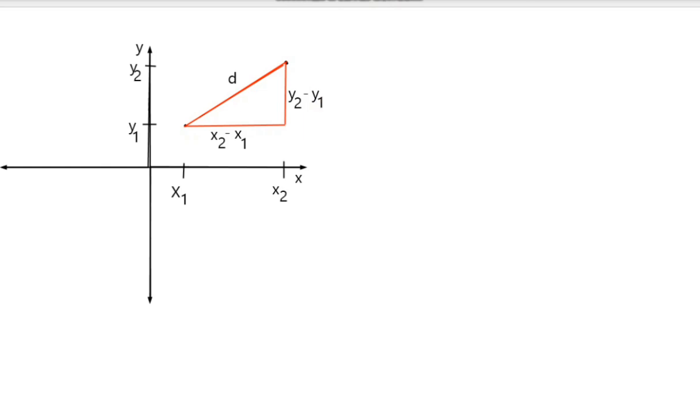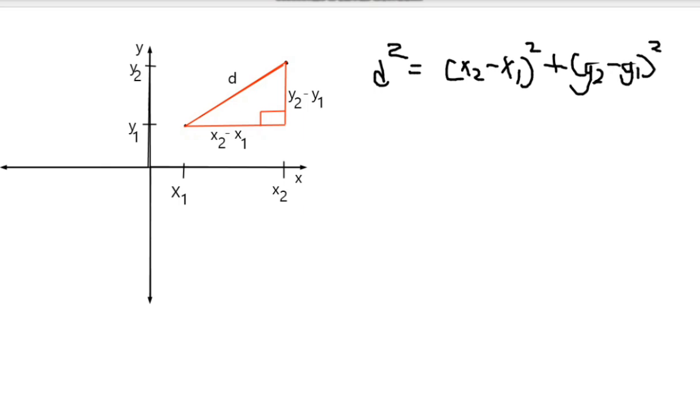So that's the distance. Actually, if we're going to represent this as a right triangle, we need to draw a box inside, so let's draw it here. The box represents 90 degrees, which means it is a right triangle. Next, we're going to use the Pythagorean theorem. So d squared is equal to x sub 2 minus x sub 1 squared plus y sub 2 minus y sub 1 squared.